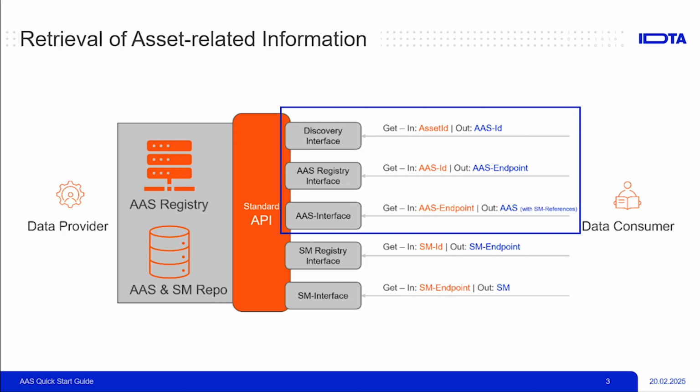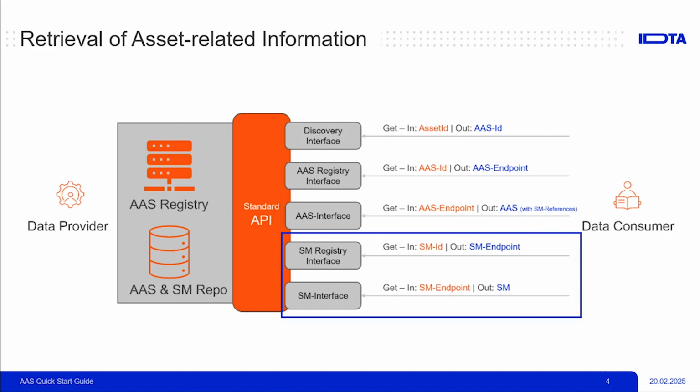That is nothing but how to use the asset ID to retrieve the shell ID first, then to use this shell ID to interact with the registry, the asset administration shell registry, and to get the location or the AAS endpoint, and in the end, to use this AAS endpoint to get the final asset administration shell object. Now, in this video, we are going to focus on how to access the submodel of this asset administration shell.